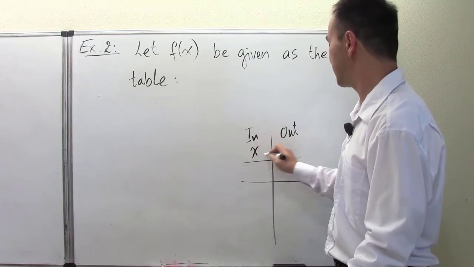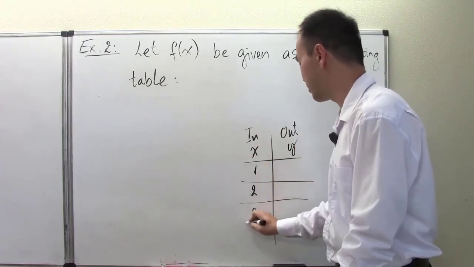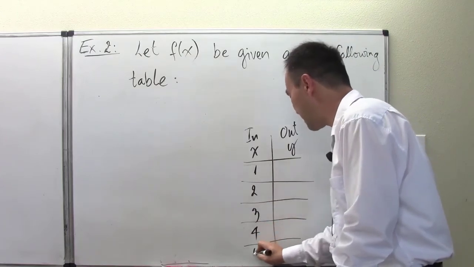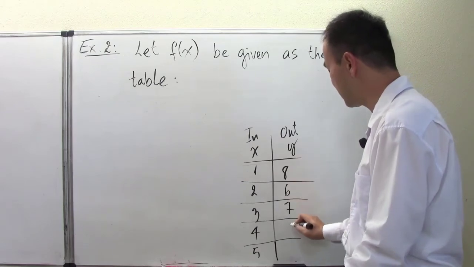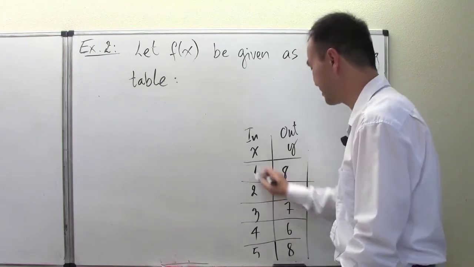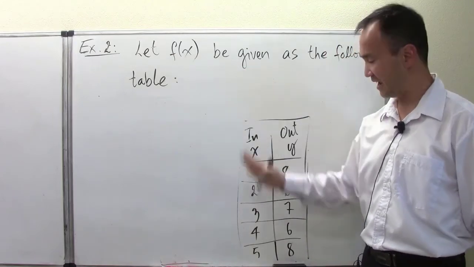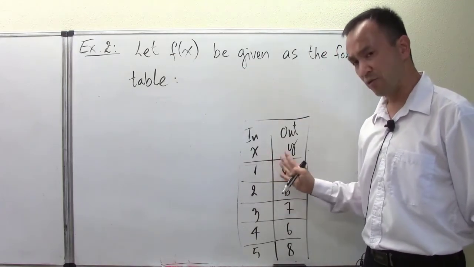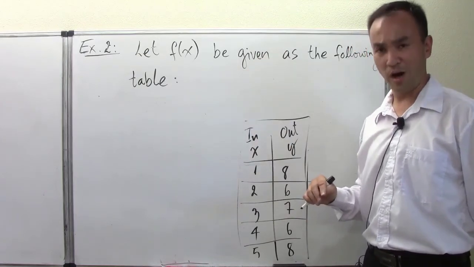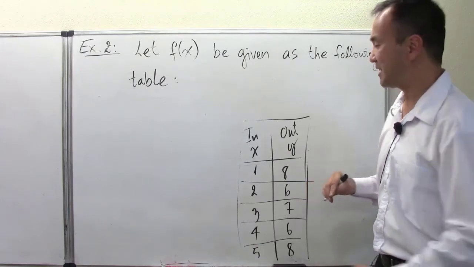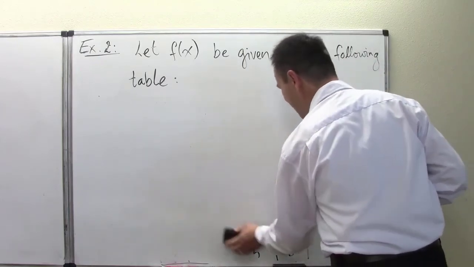So the x here and the y there, right? And so we got 1, 2, 3, 4, and 5, okay? And I have 8, 6, 7, 6, 8. This is the same exact table as earlier, but now I'm writing that as a table of values that's very similar to those you have seen throughout example 1. All right, so that's everything about example 2 right there.